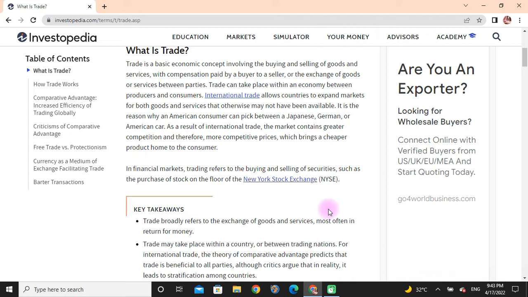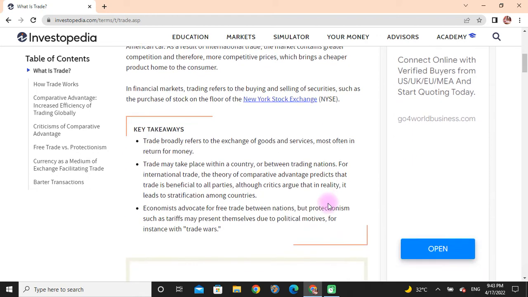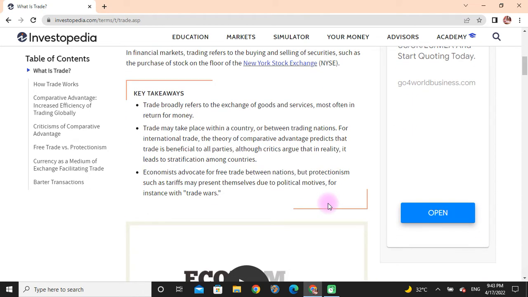In financial markets, trading refers to the buying and selling of securities, such as the purchase of stock on the floor of the New York Stock Exchange. Key takeaway: trade broadly refers to the exchange of goods and services, most often in return for money. Trade may take place within a country or between trading nations.